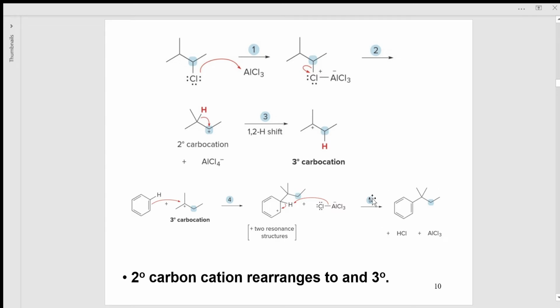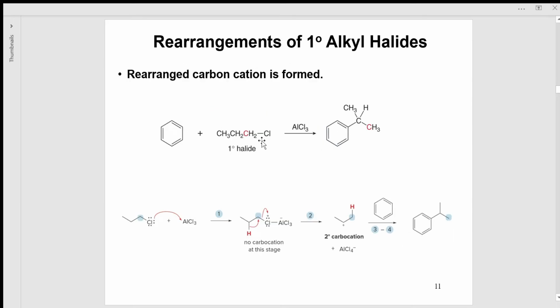So the final product you see here, particularly the alkyl side, has a structure different from the starting materials because of this carbocation rearrangement reaction. So, more carbocation rearrangement reactions.